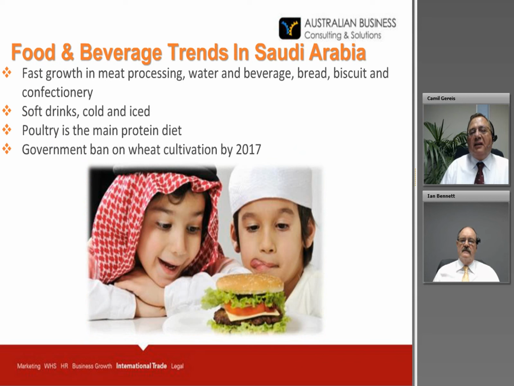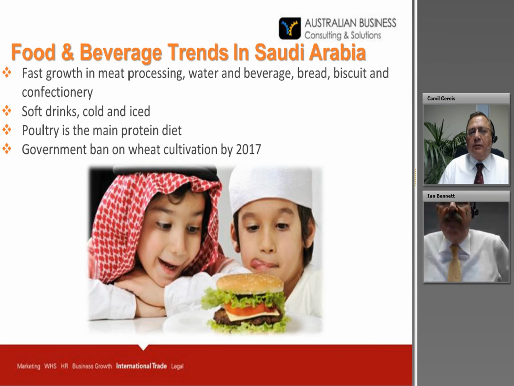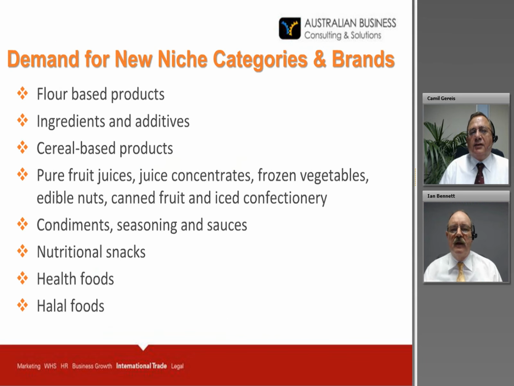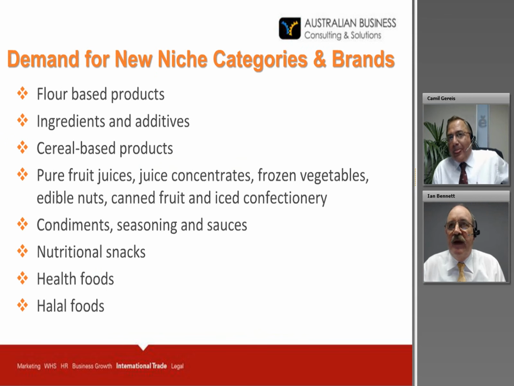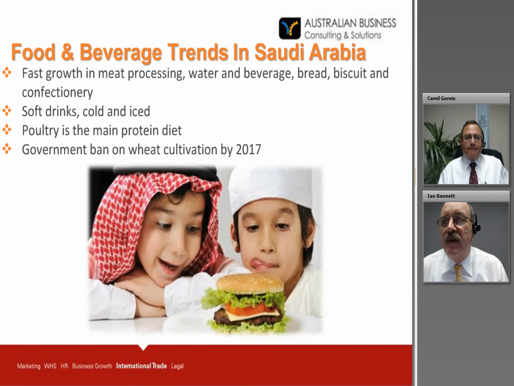Just to look at the trends in food and beverage, there's a lot of opportunities. Looking at cakes, soft drinks, they're very big consumers of poultry. Huge quantities get imported from overseas, and they're also investing in their own country, setting up operations there. Wheat cultivation will be banned by 2017 in Saudi because of the water table, and it's cheaper to import. So with the banning of wheat, don't think of the Saudis growing wheat.